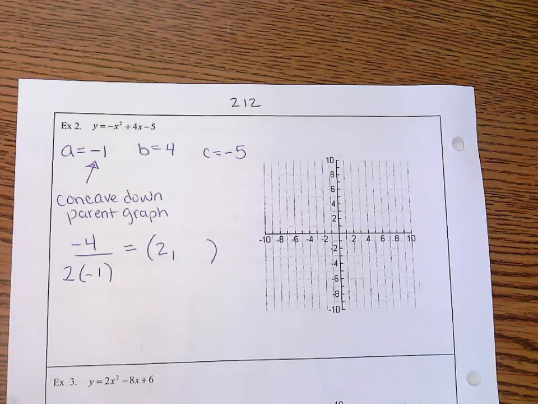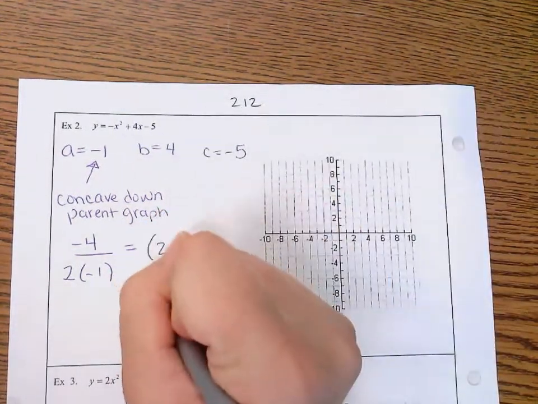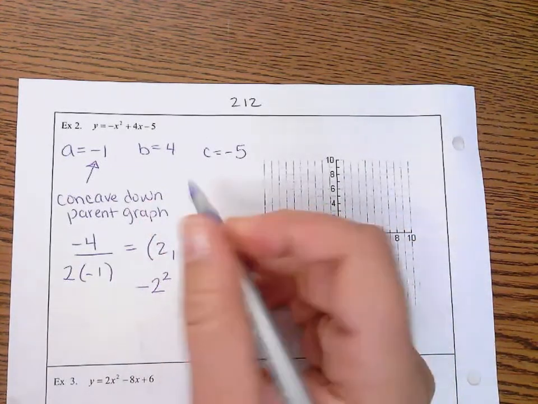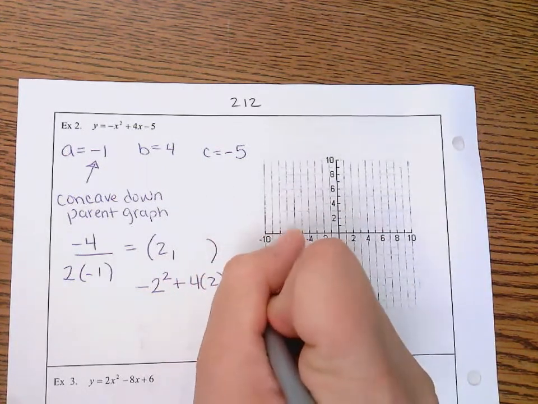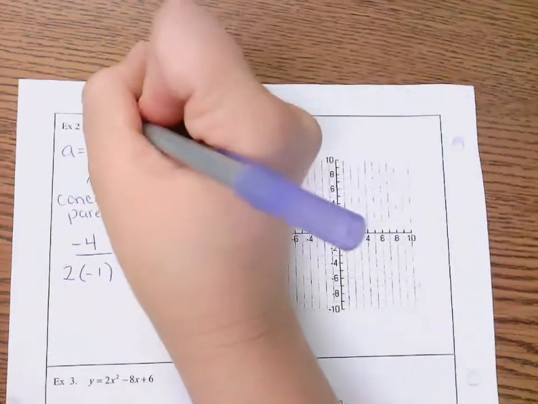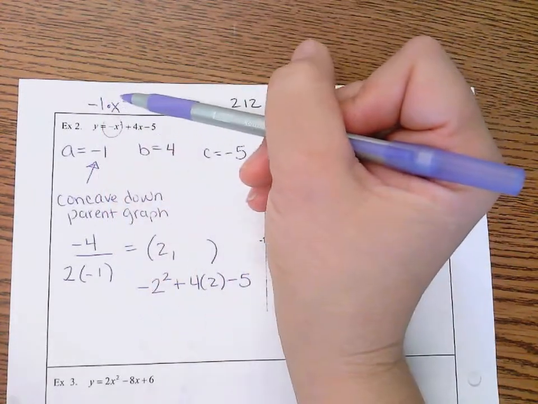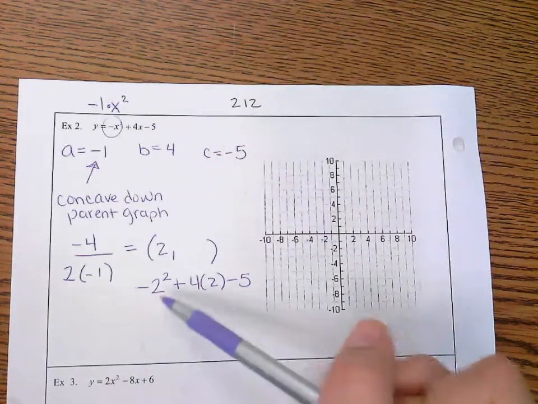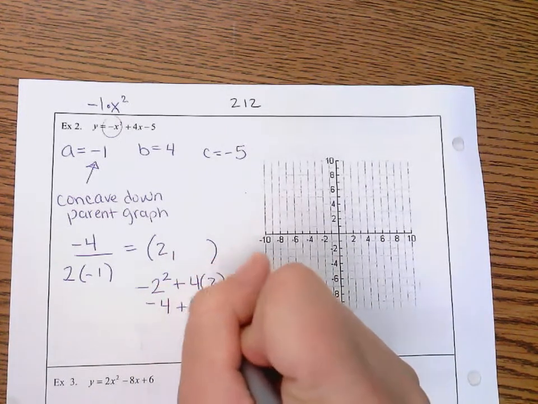To find the y value, I plug 2 into the original function. You have to be a little bit careful this time with that negative sign. So -2 squared plus 4 times 2 minus 5. The reason I say you have to be careful with that negative sign, this is really -1 times x squared. So order of operations, you're going to do 2 squared first, then multiply by -1. So 2 squared is 4, and the opposite of 4 is -4, plus 8 minus 5.